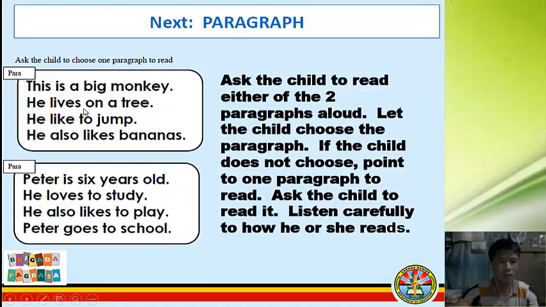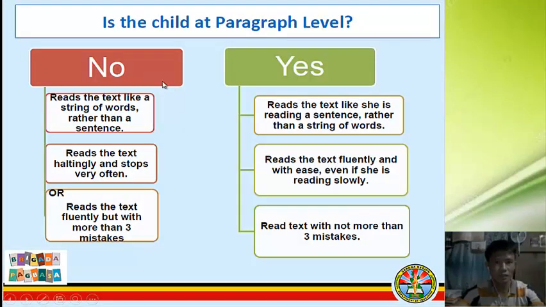Example, he will choose this part. This is a big monkey. He lives on a tree. He likes to jump. He also likes bananas. How to consider as paragraph level? Reads the text like a string of words rather than a sentence.